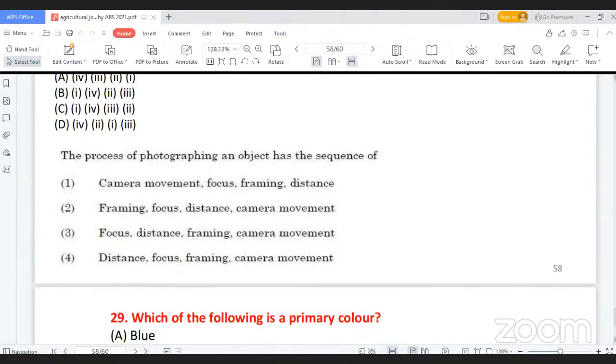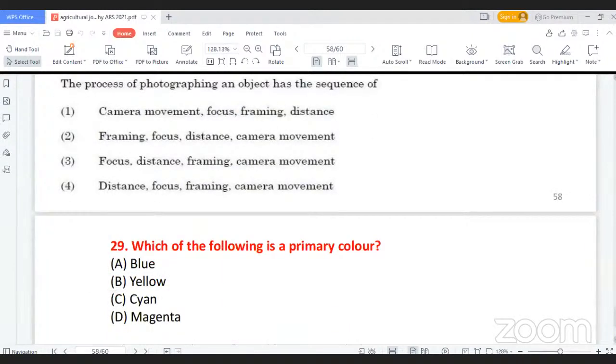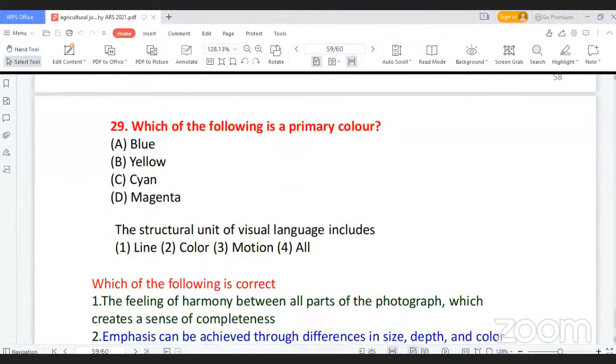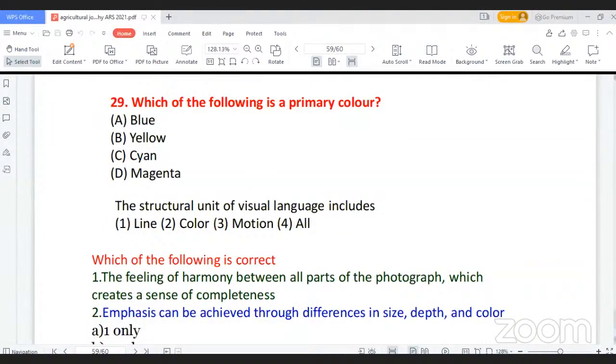The process of photographing an object as a sequence. In which sequence? First camera movement, focus, timing, distance. Camera movement, focus, then next is primary color. Blue. The structural unit of visual language includes all line, color, motion.